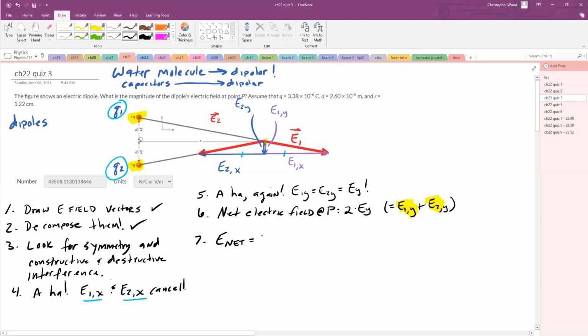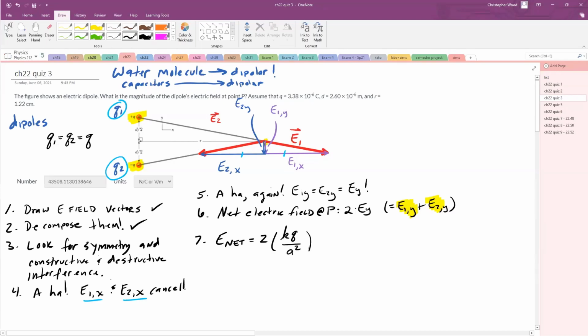E net equals 2 times E sub y. Here's E sub y, 2 times K, Q1 or Q2. I'm just going to say the magnitude of Q1 is in fact equal to the magnitude of Q2, so let's just call it Q. Okay, so KQ over R squared. In fact, R is not a good name. I better call it A.